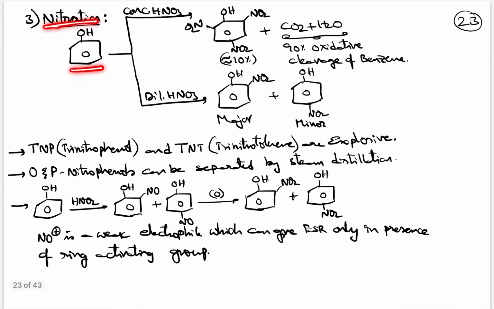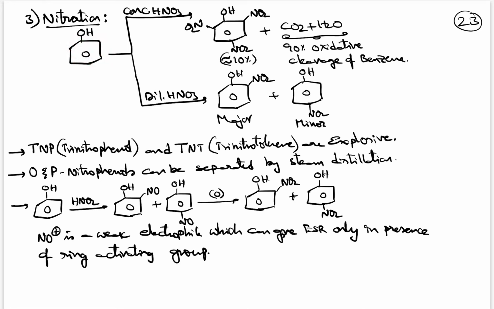And nitration. Phenol on reaction with concentrated nitric acid will form only 10% picric acid, and the rest, 90% of the compound, will be converted into carbon dioxide and water. This is because concentrated nitric acid acts as a powerful oxidizing agent that will break the benzene ring into fragments. That is, each carbon will become a carbon dioxide molecule.